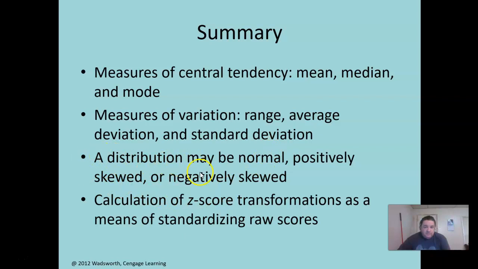The distribution may be normal, positively skewed, or negatively skewed. And just remember, whichever way the tail goes is the way that it's skewed. So if the tail goes to the right, it is positively skewed. If the tail goes to the left, it's negatively skewed. And calculation of the z-score transformations as a means of standardizing raw scores. And so tomorrow we'll go over that as well.